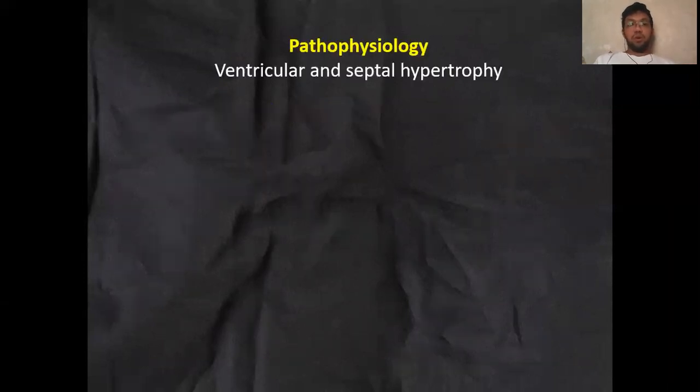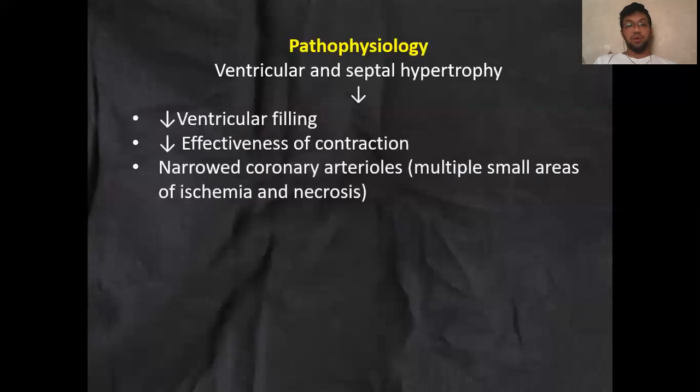For the pathophysiology, we have the ventricular and septal hypertrophy, as you have seen from the illustration. If this happens, there will be decreased ventricular filling. Since the enlarged heart muscle, most especially the septum, is taking up space in the ventricles, the ventricles will only contain a small amount of blood. That's why there's decreased ventricular filling. And there is decreased effectiveness of contraction because a thickened heart muscle is not effective in pumping out blood.